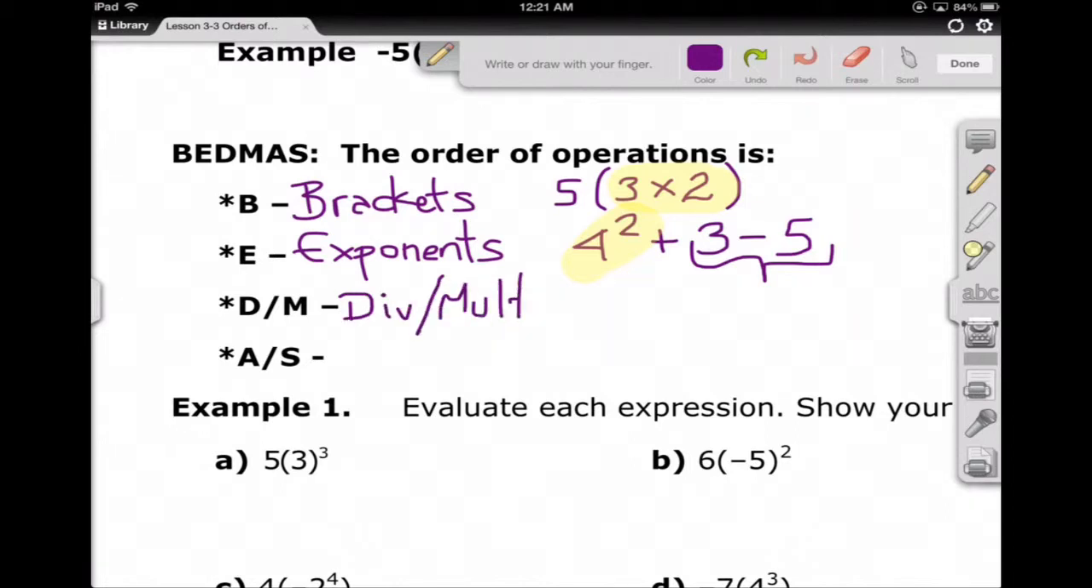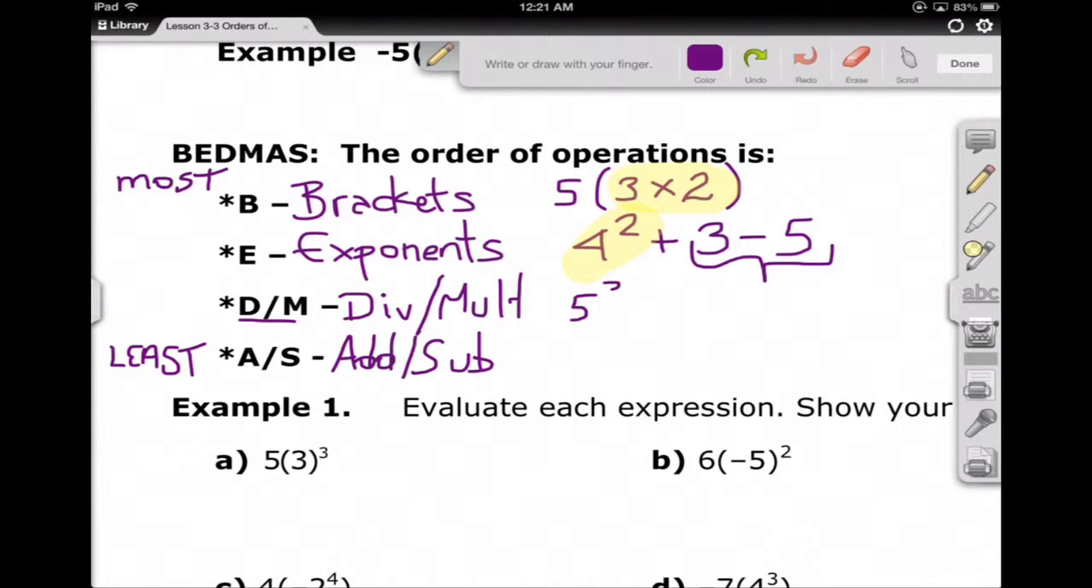are next most important, so this would be most important at the top, and this would be least important, or sort of lowest priority, at the bottom. And we'll throw in addition, subtraction here. So if you had, let's go back to the division multiplication example, if you had 5 to the third power increased, let's say, by 15 divided by 3, there we go.